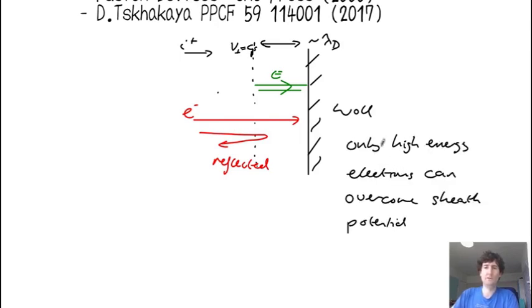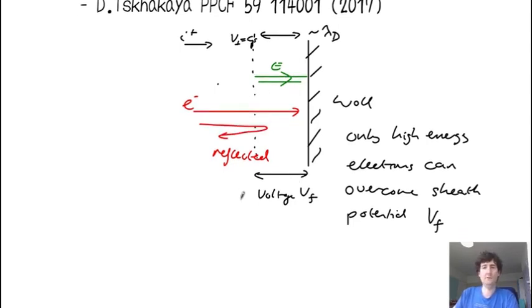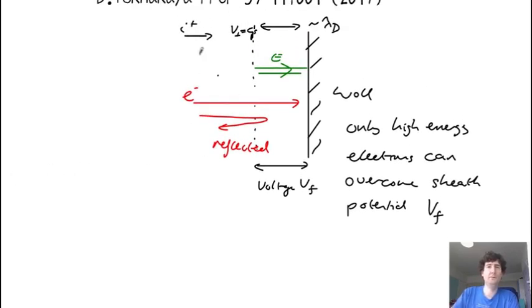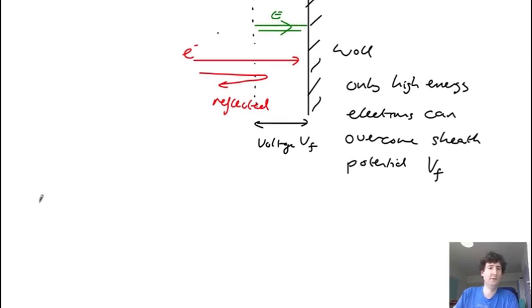So what's written here: only high energy electrons can overcome the sheath potential, which I'm going to label V_F, is this potential here. So voltage V_F, or the potential difference between the sheath entrance and the wall, which is this electric field here. What this means is for these different species, I'll consider the electrons first and then look at the ions after.